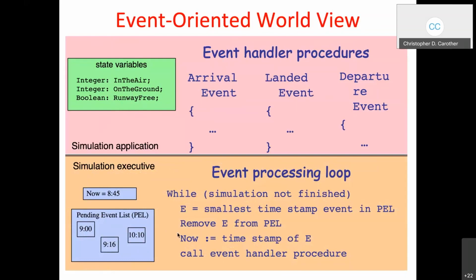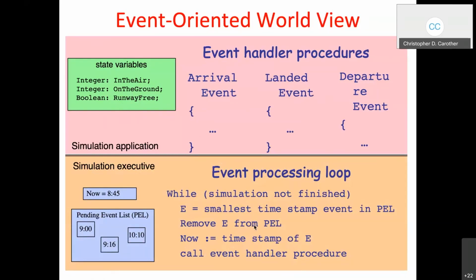And in fact, that smallest event in the system, whenever we're processing it, becomes our notion of now. So when you're processing one of those events, time now is the timestamp of the event you're currently processing. And then you invoke the handling procedure above in the simulation executive. So that gives you a feel for how this would be structured between the simulation application and executive.